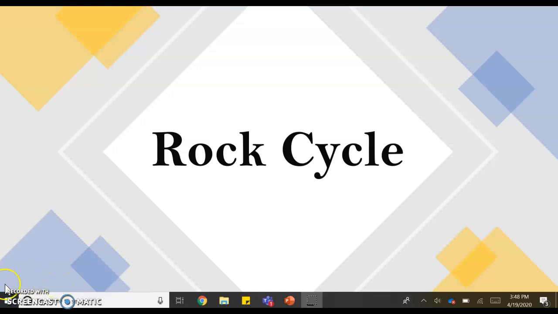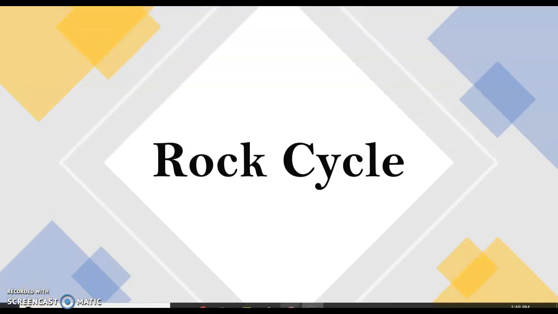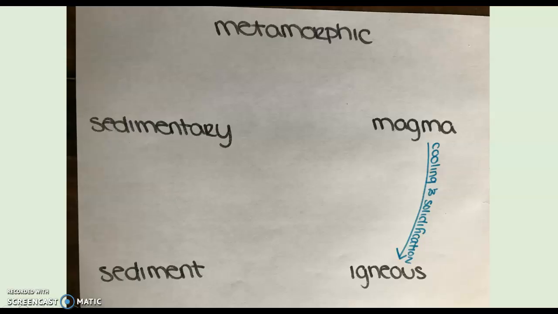So the first thing that you need to know is what a rock cycle picture looks like. When we are looking at the rock cycle, I've already started it here, but you're going to need 5 things in every rock cycle. You're going to need your metamorphic rock, your sedimentary rock, and your igneous rock. You're also going to need the thing that makes igneous rock, which is magma. Also, I know lava, but lava comes from magma. And you're going to need sediment because that's how sedimentary rocks are made.